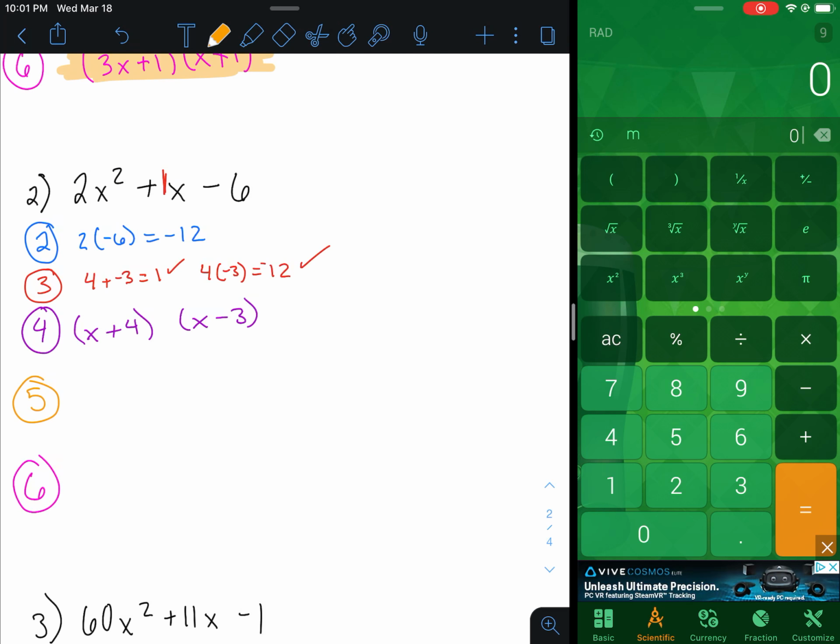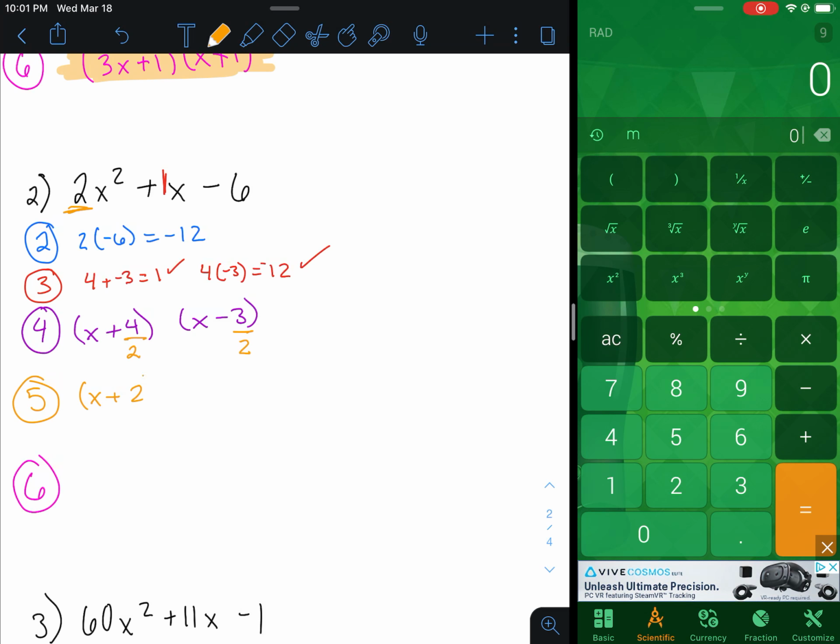Our next step is to divide by our original a, which in this case is our 2 right here. So we reduce to x plus 2, or x plus 2 over 1, which again, that's 2. And over here, the x minus 3 over 2 remains 3 over 2. We don't write it as 1.5. Just keep it as it is. And then our final step is if there is any bottoms remaining, we bring them up. So x plus 2 and 2x minus 3.